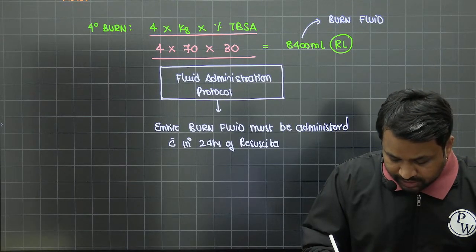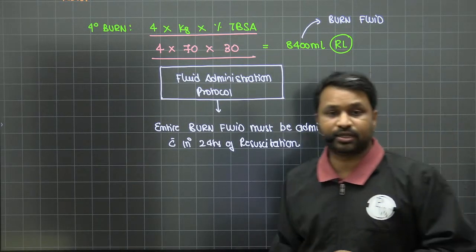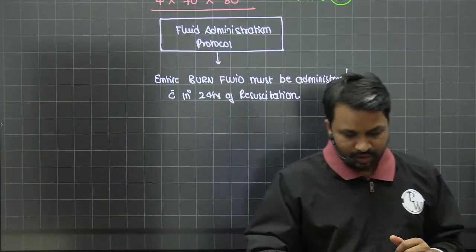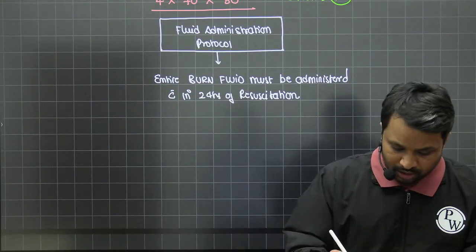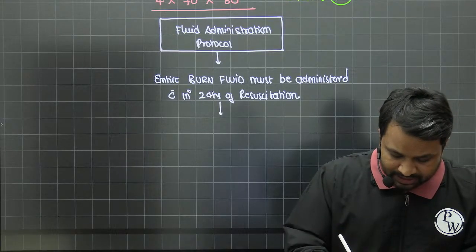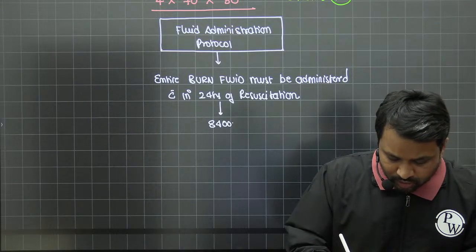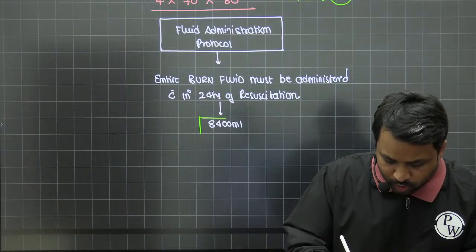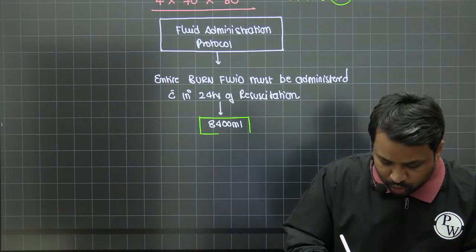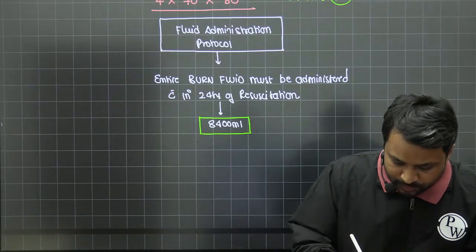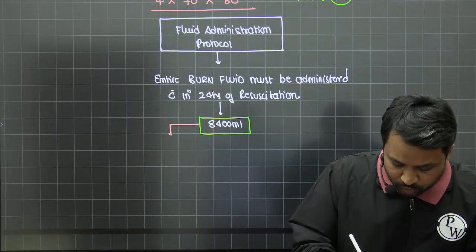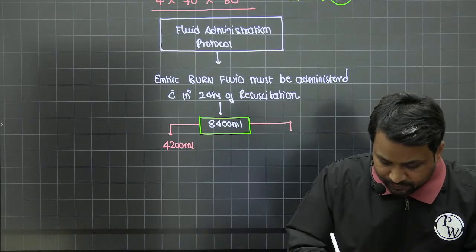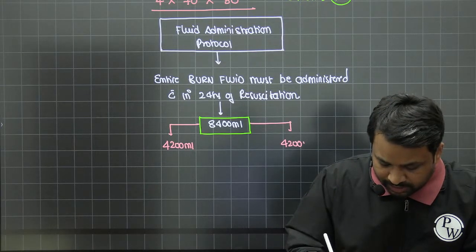So within 24 hours of starting a resuscitation, you should start giving the patient the burn fluid. Now, if you look at this, you have 8,400 ml of fluid that has to be given in a 24 hours period. So what we do is we split them into two equal halves. When you split them into two equal halves, you get 4,200 ml as one half, and this is the 4,200 ml as the other half.